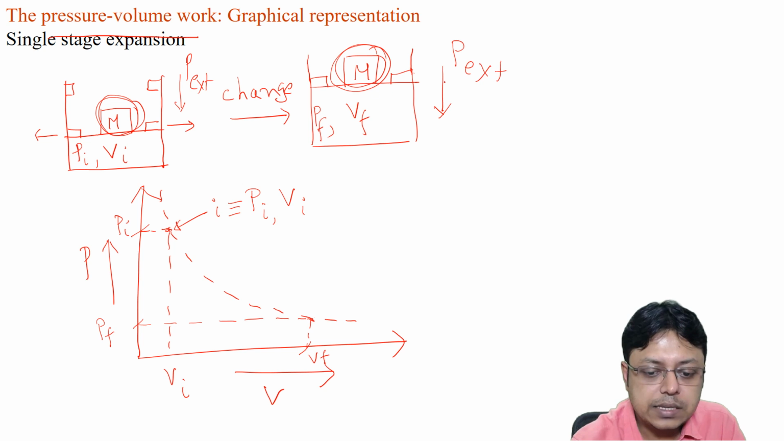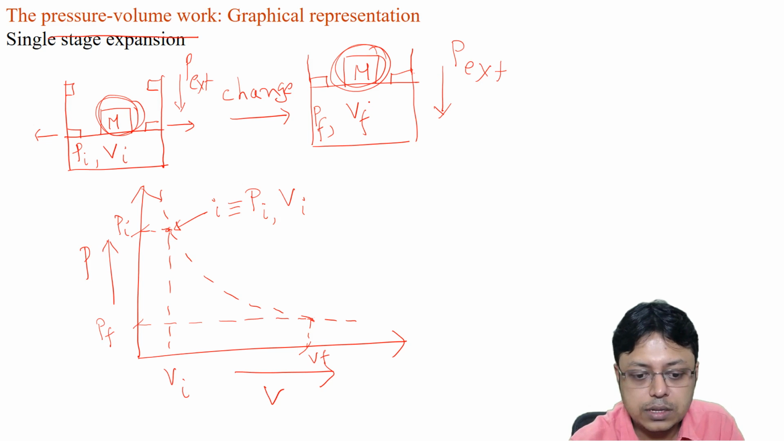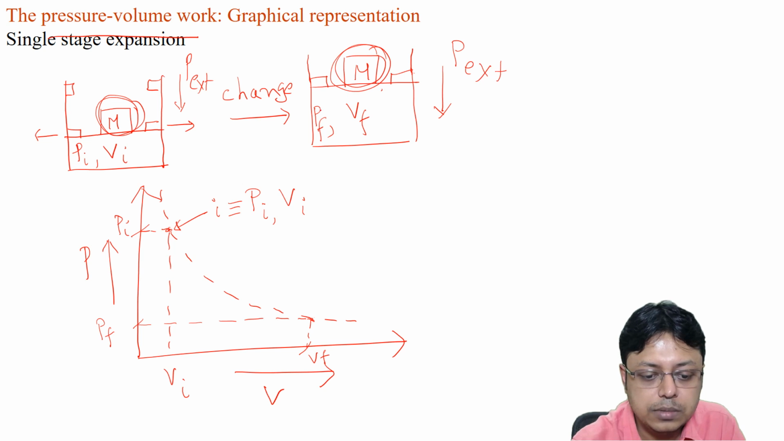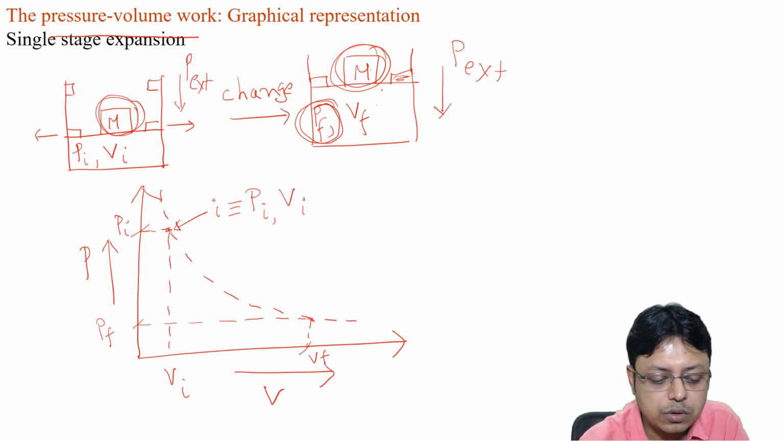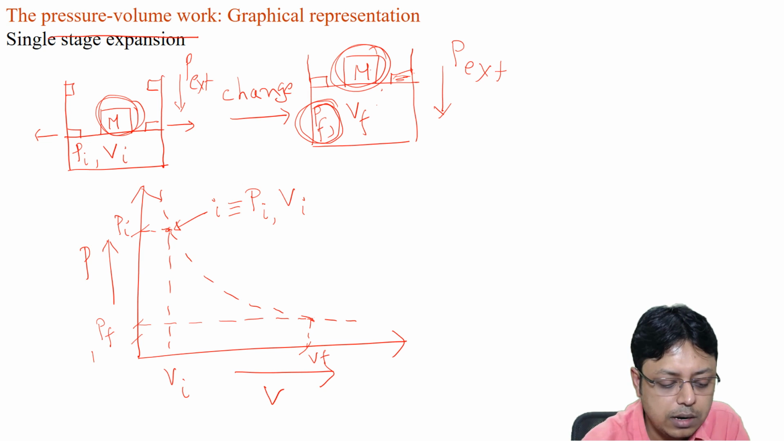Now this P external which was exerted on the system may be equal to the pressure of the system itself, which is Pf. In that case we do not need these pins because the pressure inside and pressure outside will be just equal, so the piston will be nicely balanced. But the way we have drawn it is that we have kept the pins, meaning that this Pf is still slightly higher than the P external. So P external is somewhere here.